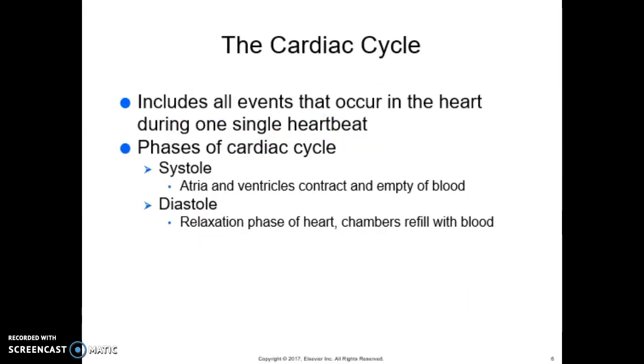So what is the average length of time for a healthy adult cardiac cycle? It's 0.8 seconds. So a cardiac cycle includes all events that occur in the heart during one single heartbeat. There are the phases of the cardiac cycle: systole, when the atria and ventricles contract and empty the blood, and diastole, the relaxation phase of the heart. This is when the chambers refill with blood. The EKG records both the intensity of the electrical impulses and the actual time that it takes for each part of this cardiac cycle to occur.